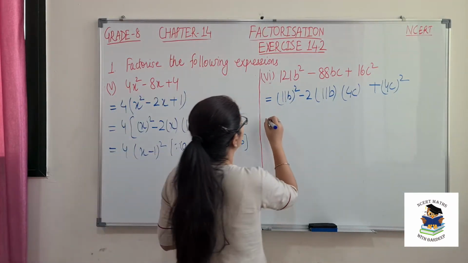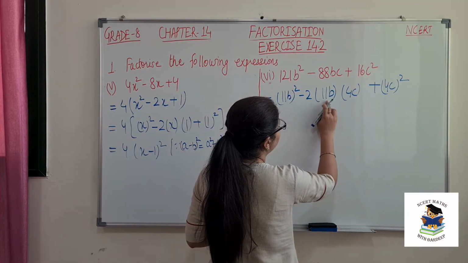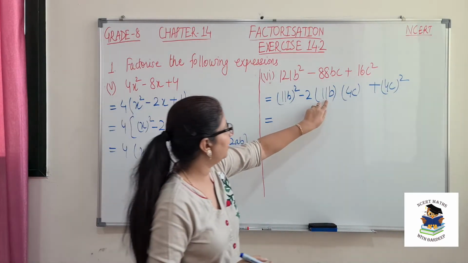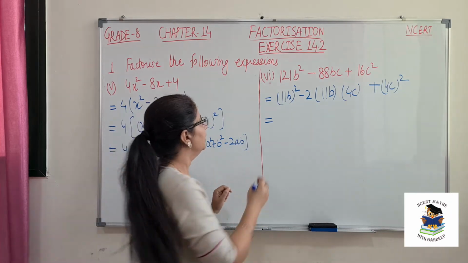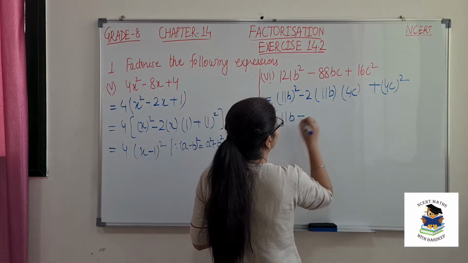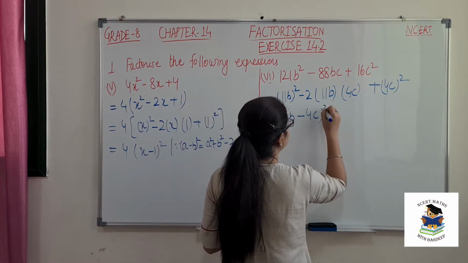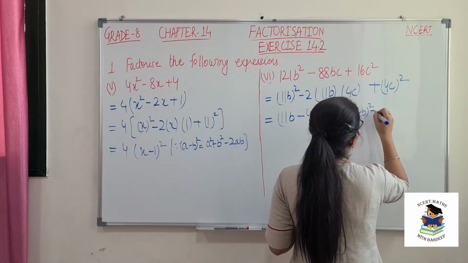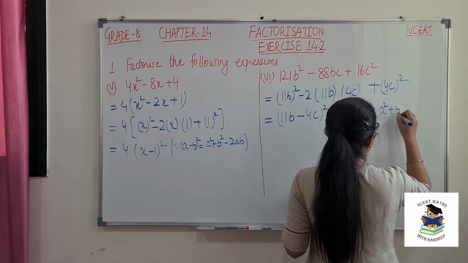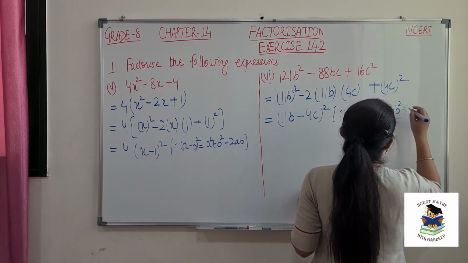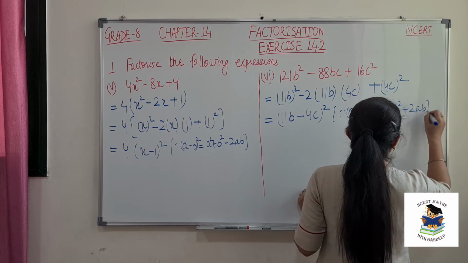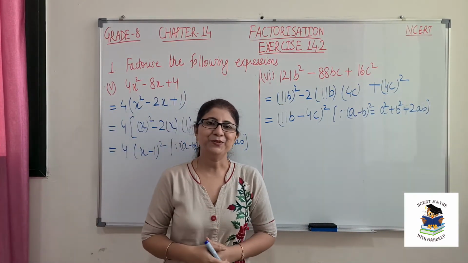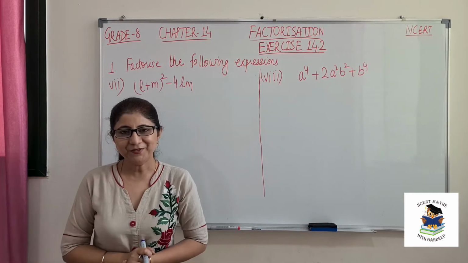Okay. So let's check. 2 into 11 is 22. 22 into 4 is 88. We have b and c also. Okay. So this is 11b minus 4c whole square, because a minus b whole square is equal to a square plus b square minus 2ab. Okay. So this is question number 6. Now let's move on to the next part. So let's see our seventh part.